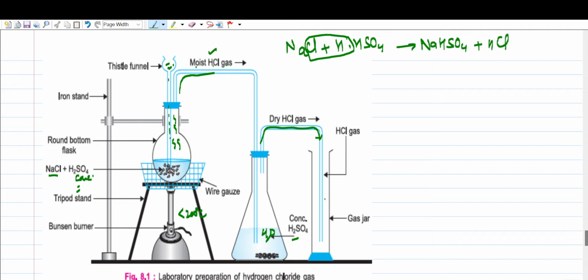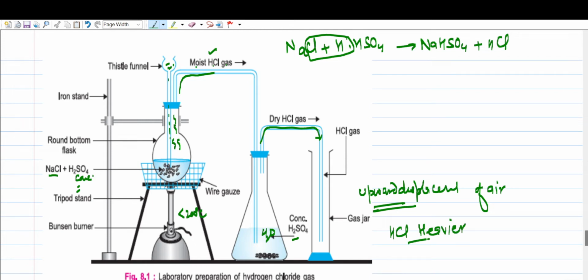Is this clear? Now dry HCl gas is going to be collected by upward displacement of air. Upward displacement, why? Because HCl is a heavier gas. Since it is a heavier gas, it will displace air upward, right? And it is going to occupy the space at the base. So HCl will be found at the base and above here you will find air. Is this clear? So it is collected by upward displacement of air.